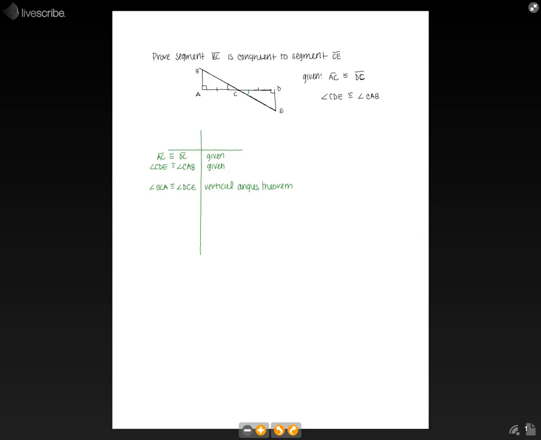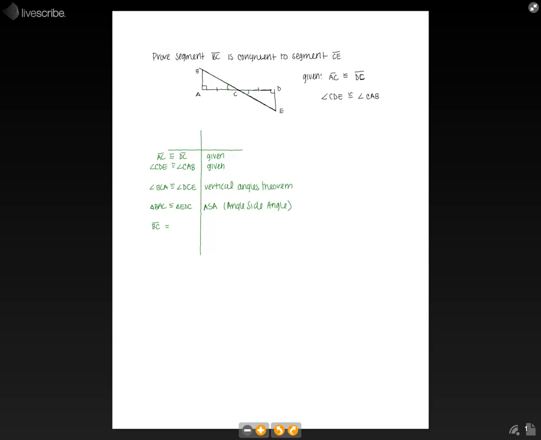Alright, so now we can go ahead and prove that these triangles are congruent. So triangle BAC is congruent to triangle EDC. And that is because of the angle side angle theorem, which says that if you have two angles and their included side, and all of those are congruent, then the triangles must be congruent.